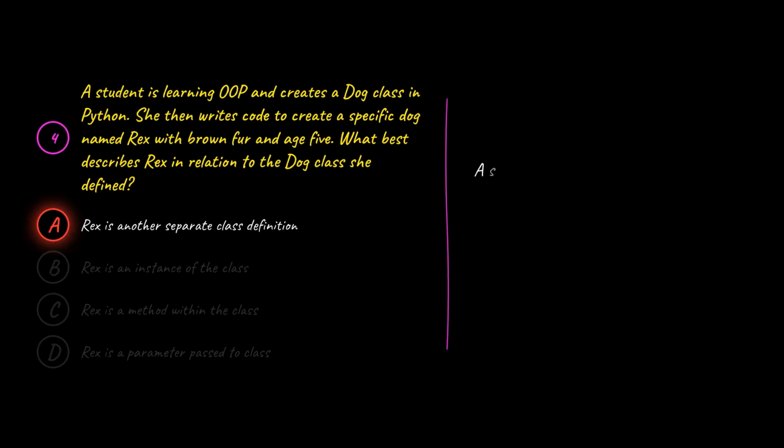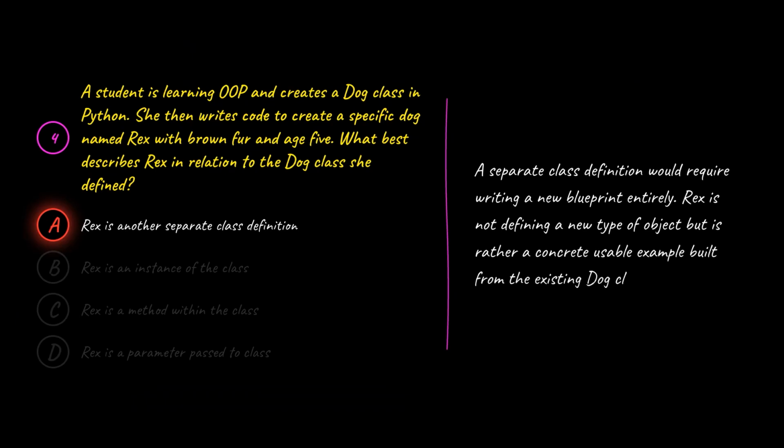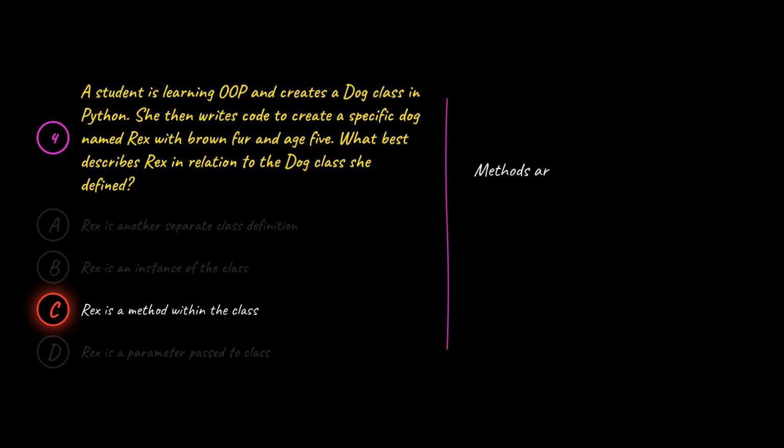A is wrong because a separate class definition would require writing a new blueprint entirely. Rex is not defining a new type of object, but is rather a concrete usable example built from the existing dog class. C is wrong because methods are functions defined inside a class that describe what objects can do.